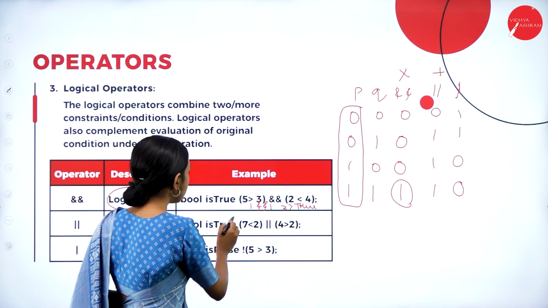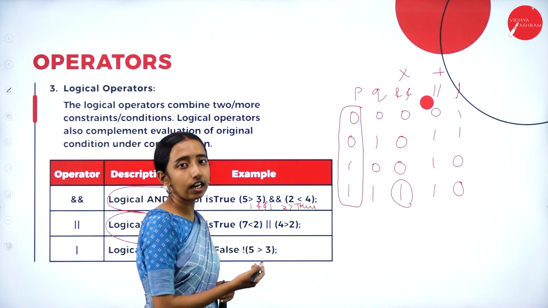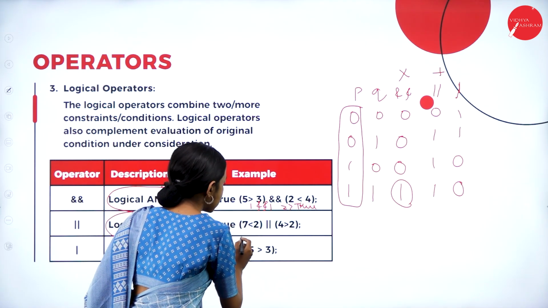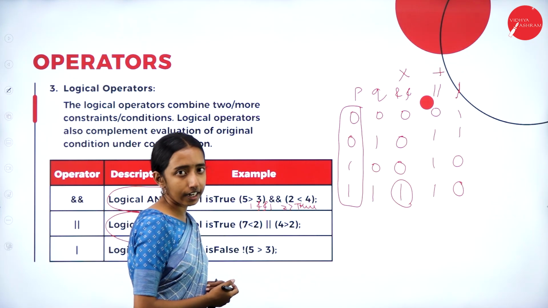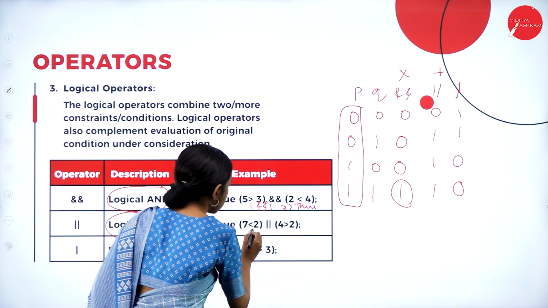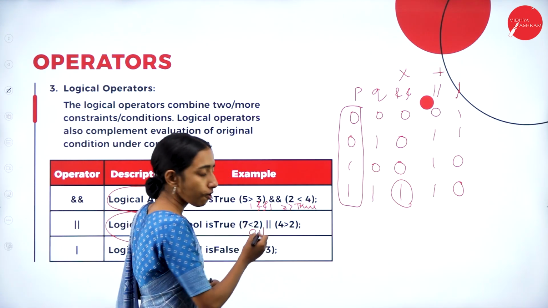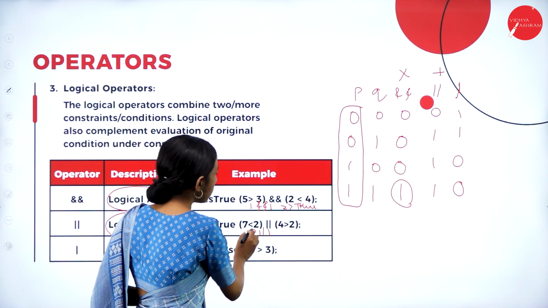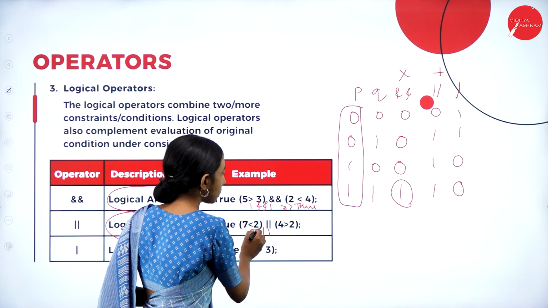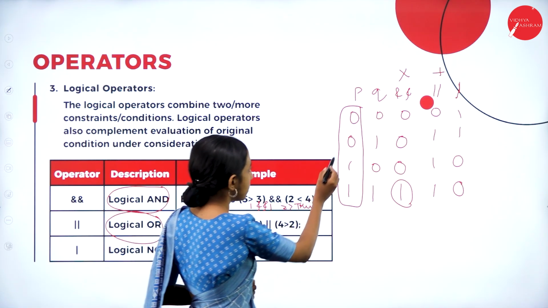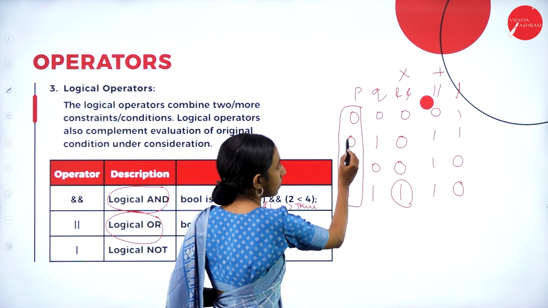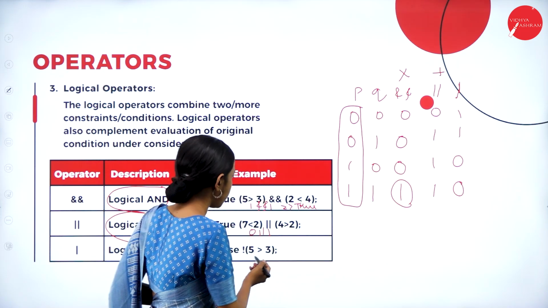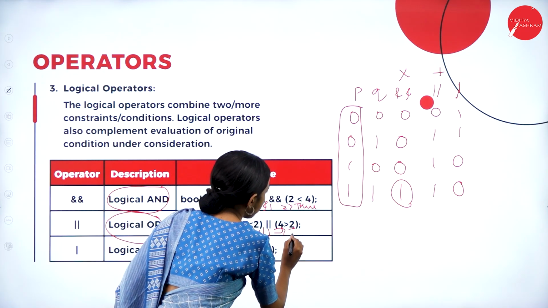Next we are having the logical OR. So 7 less than 2, whether 7 is less than 2? No, it is false, 0. For the logical OR, 4 greater than 2, yes, it is true. So 0 OR 1, that is logical OR. With 0 and 1 with a logical OR, we will get true. So it is true.